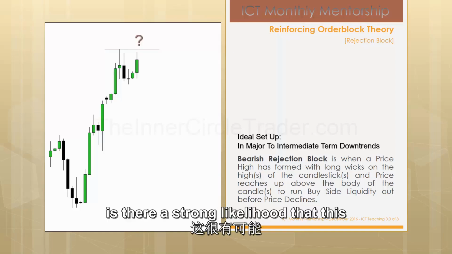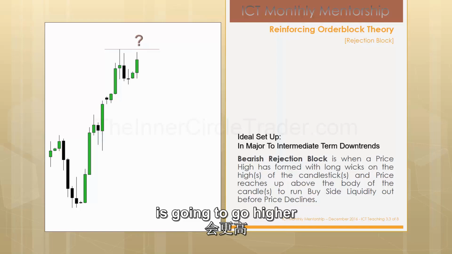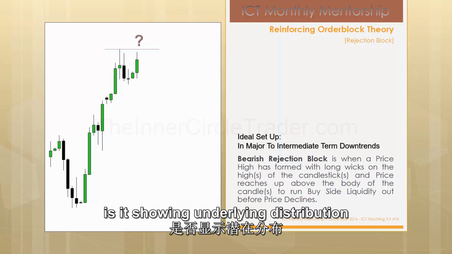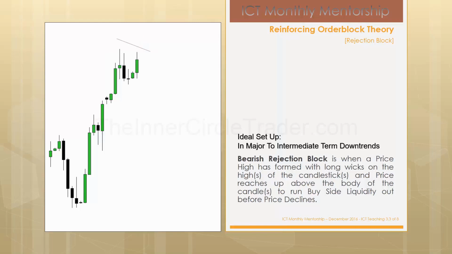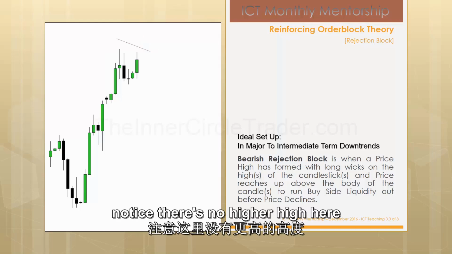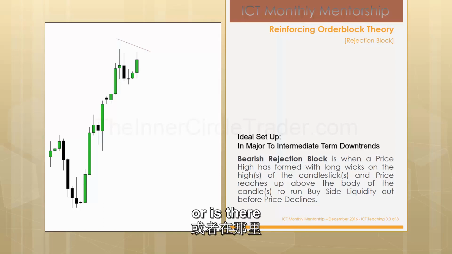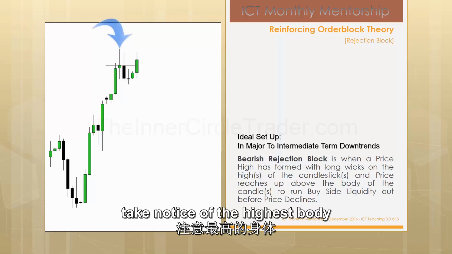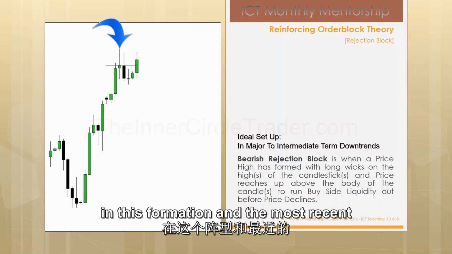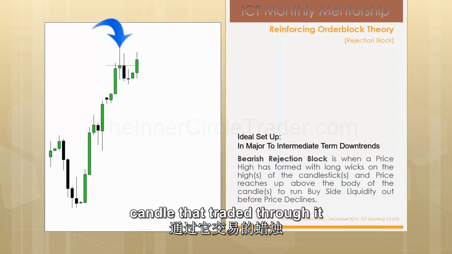Is there a strong likelihood that this is going to go higher based on a continuation pattern like a bull flag or a pennant? Or is it showing underlying distribution? Notice there's no higher high here. Or is there? Take notice of the highest body in this formation and the most recent candle that traded through it.